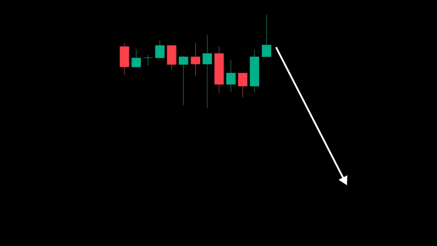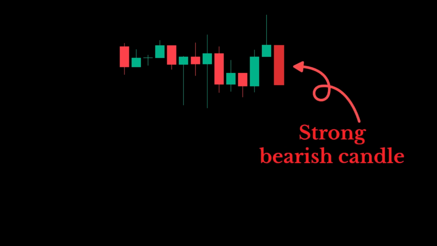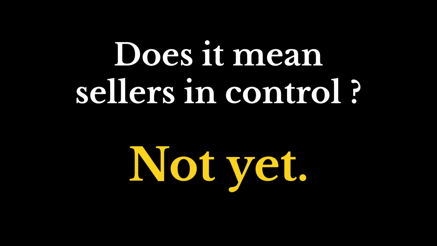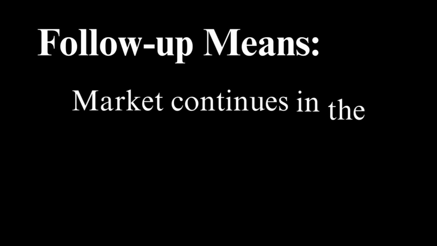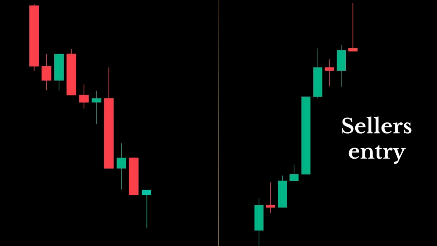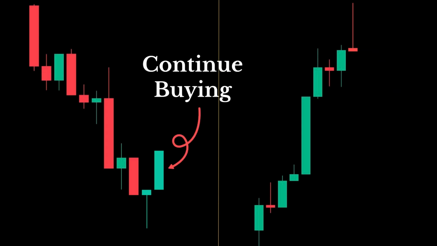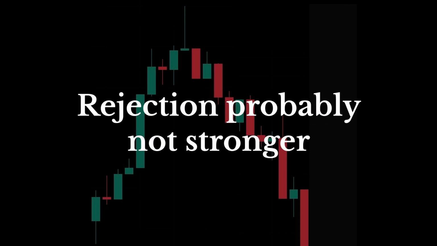Now comes the most important part of the framework, the follow-up. After the rejection, we need to see whether the market actually continues in that direction. Look at what happened after the rejection here on this chart. A strong bearish candle closed in the same direction of the rejection. That's follow-up. Does that mean sellers are in control? Not yet. A follow-up simply means the market continues moving in the direction of the rejection. If the buyers or sellers really stepped in, they shouldn't just disappear after one candle. They should have continued buying or selling. If they can't, then the rejection probably wasn't as strong as it looked.